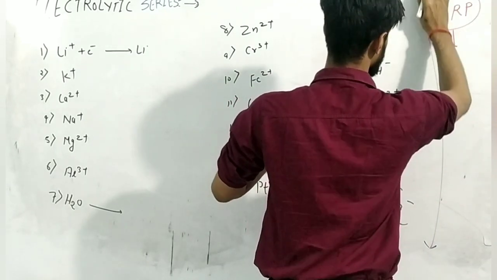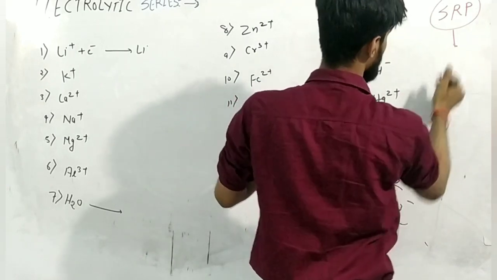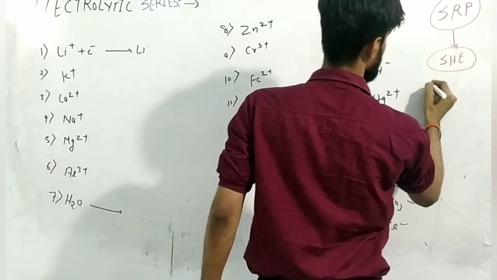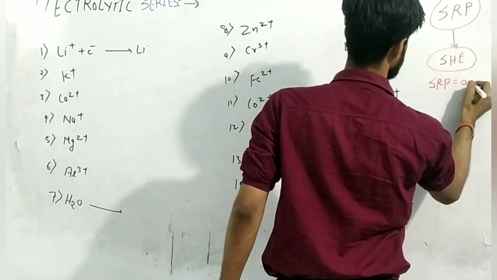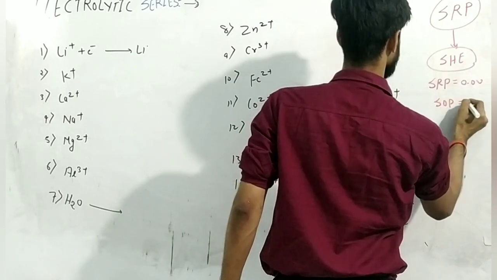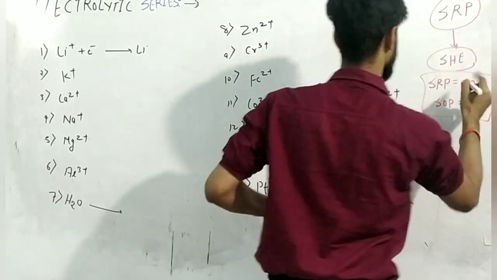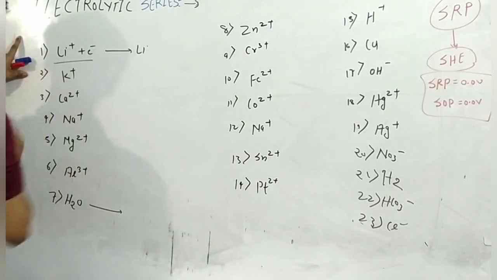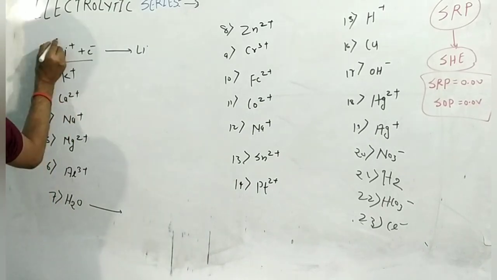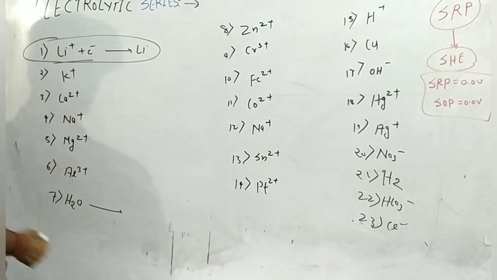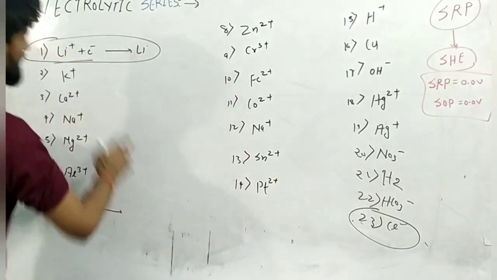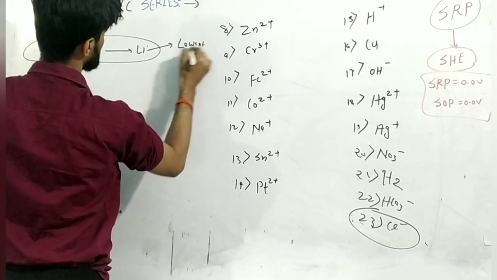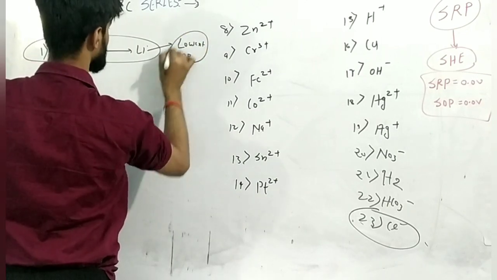For calculation of standard reduction potential, I have taken the standard hydrogen electrode, SHE. For the standard hydrogen electrode, I have assumed the standard reduction potential is 0.0 volt and the standard oxidation potential is 0.0 volt, and from there we have calculated the standard reduction potentials. Now understand, lithium plus is number one in this electrochemical series, and chlorine is last. So lithium plus has the lowest standard reduction potential. Why?